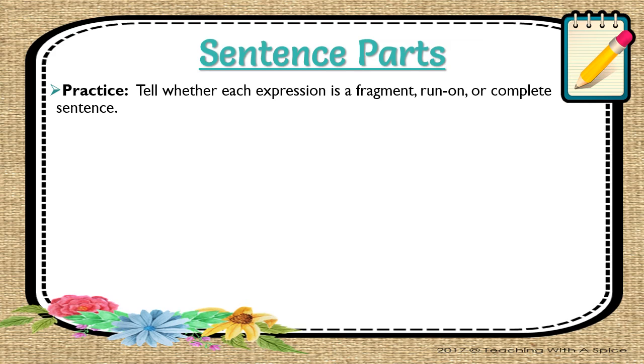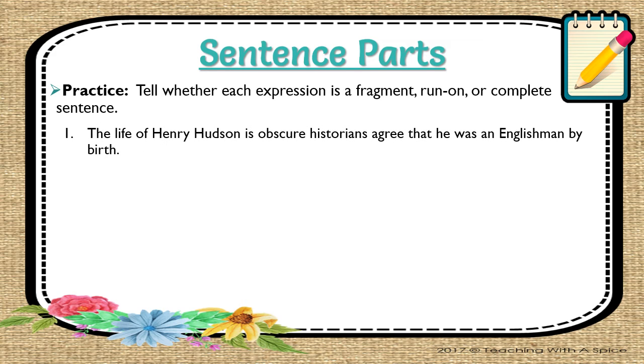All right, let's do some practice. Tell whether each expression is a fragment, run-on, or complete sentence. Number 1: The life of Henry Hudson is obscure. Historians agree that he was an Englishman by birth. Write down whether this is a fragment, run-on, or complete sentence. Number 2: His voyage in the Half Moon. Is this a fragment, run-on, or complete sentence? If you need to pause the video for a second before we go on, don't be afraid to do that.